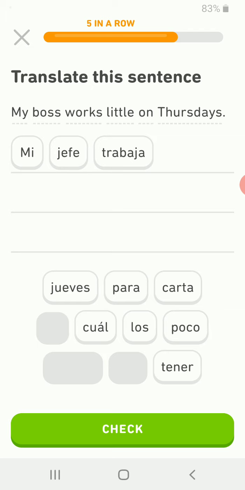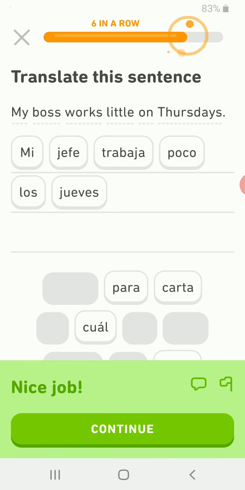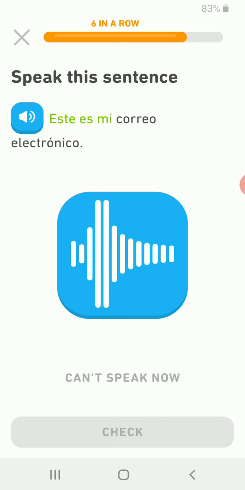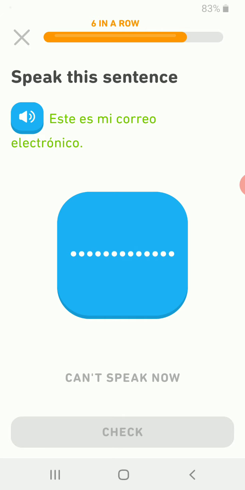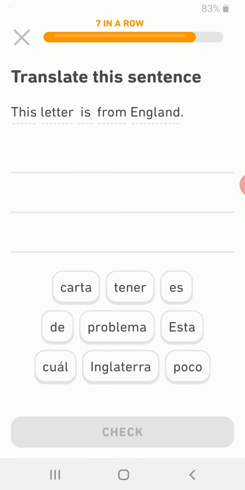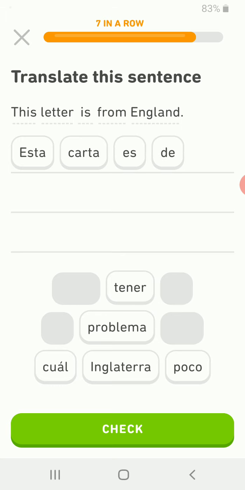So, mi jefe trabaja poco, los jueves. Jueves is Thursday. Este es mi correo electrónico. So, once again, this is my email address. Or you can say este es mi correo, it's mail. So this is my electronic mail. And this letter is from England. Letter is, you say carta. Esta carta. Es de Inglaterra.